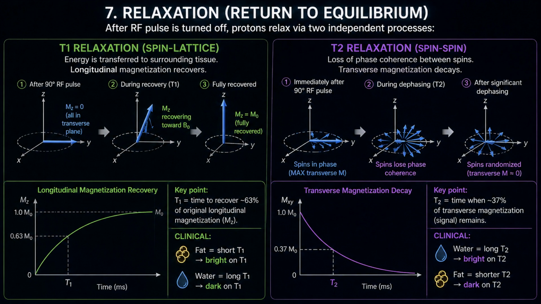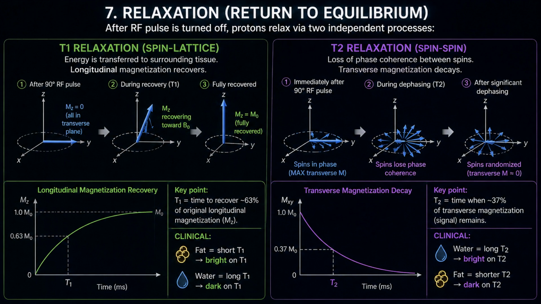Are we having fun or what? You are doing great. 7. Relaxation, return to equilibrium. After the RF pulse is turned off, protons relax via two independent processes. T1 relaxation you see on the left, and T2 relaxation on the right.